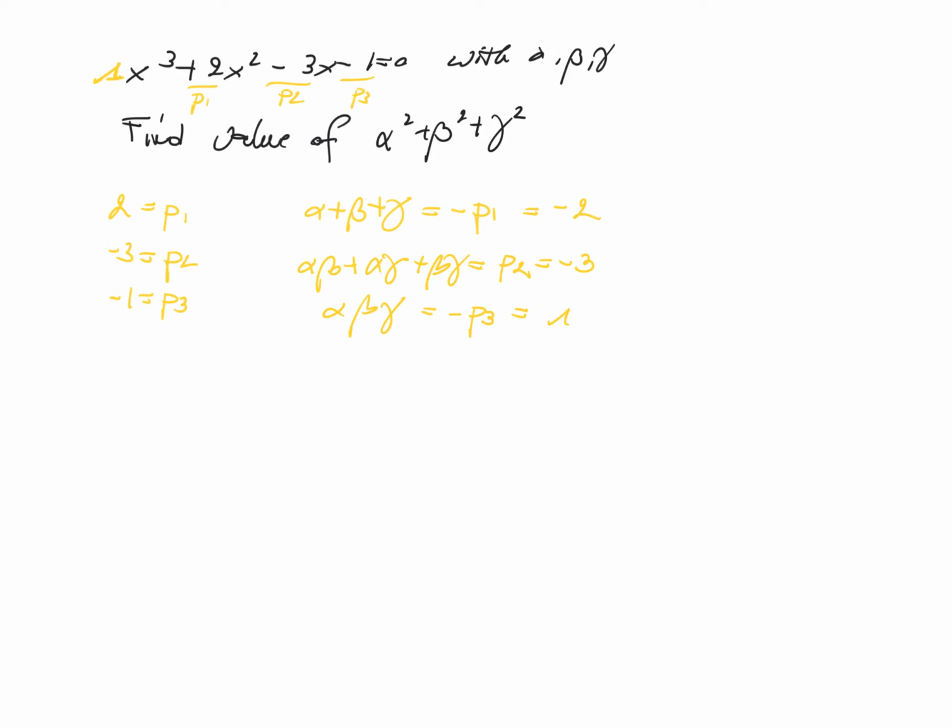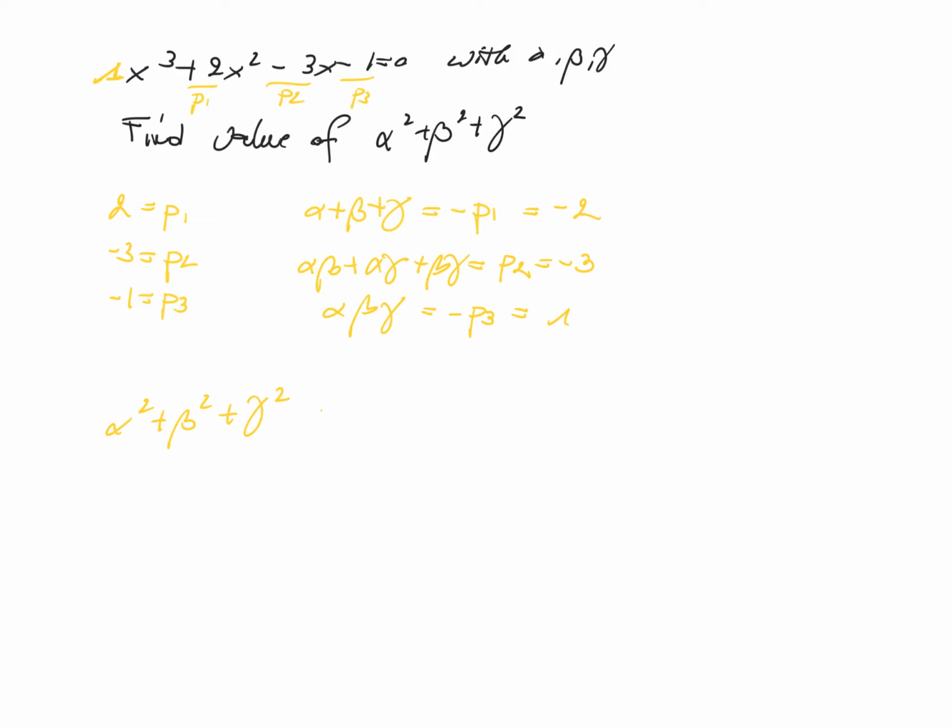This gives me three equations with three unknowns, alpha, beta, and gamma. I could solve for alpha, beta, and gamma, but it might take me a while to find a solution. There is an easier way by just looking at what we want to find. We want to find alpha squared plus beta squared plus gamma squared. What we will do is relate this to special products or special powers.